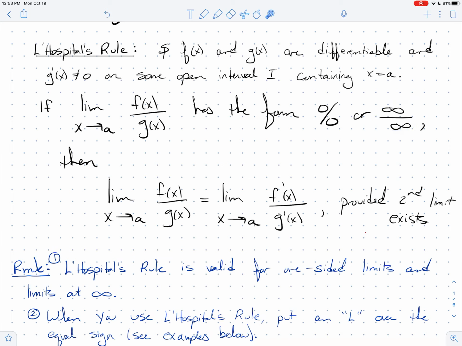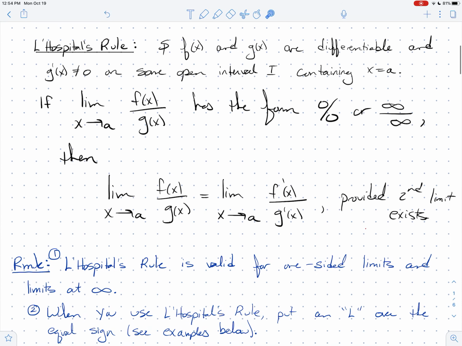One last comment on the infinity over infinity. It doesn't matter if the top is going to positive infinity and the bottom is negative, no problem. Or if the top is negative, the bottom is positive, or if they're both negative, any of those combinations are all fine. So that's L'Hopital's rule in a nutshell. In the next video, we will work out some examples.